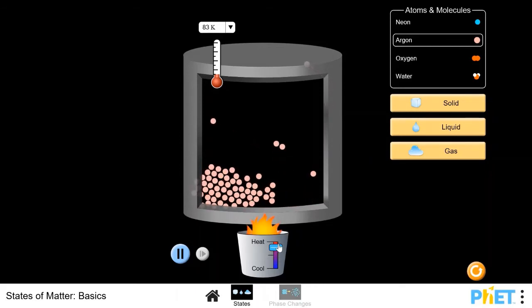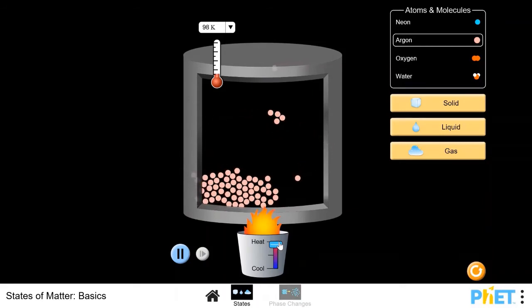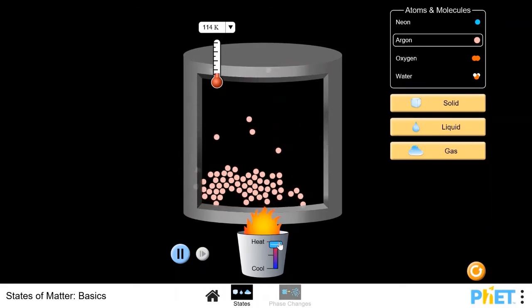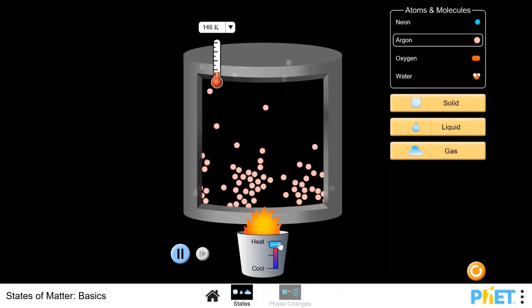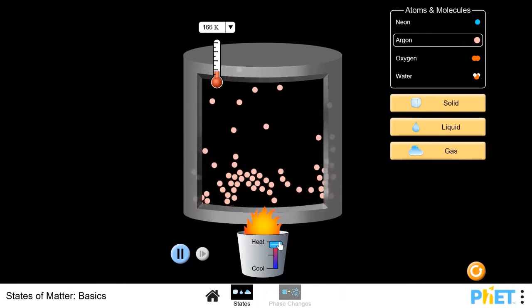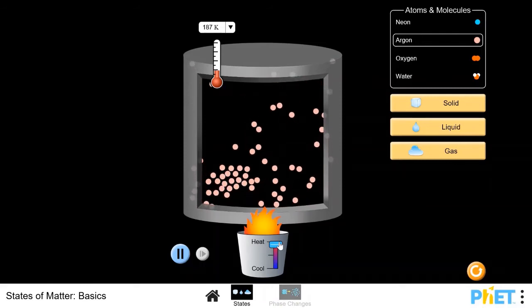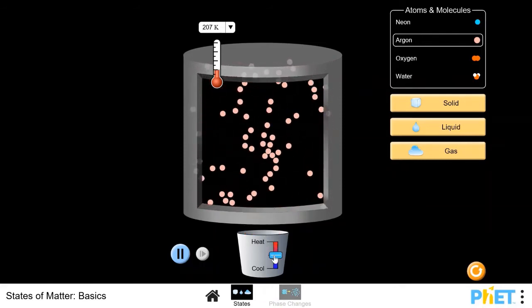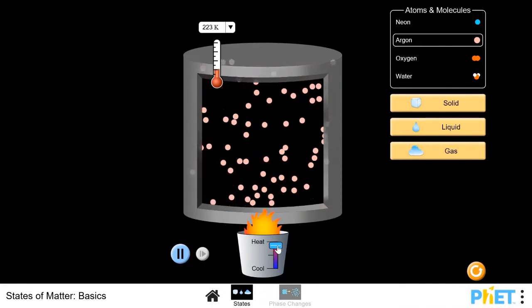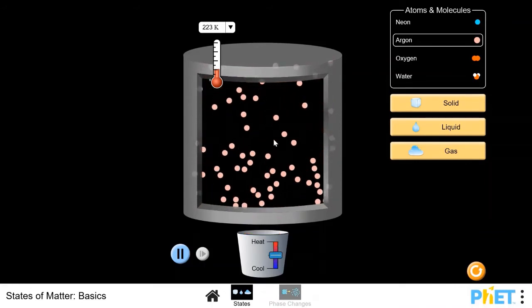So let's go ahead and raise the temperature more and heat up this liquid argon. So we're seeing more and more activity now by the atoms. So look what's happening now. The argon atoms have so much energy that they don't even stick together at all anymore. They're all flying apart separately. We have now formed argon gas, right?